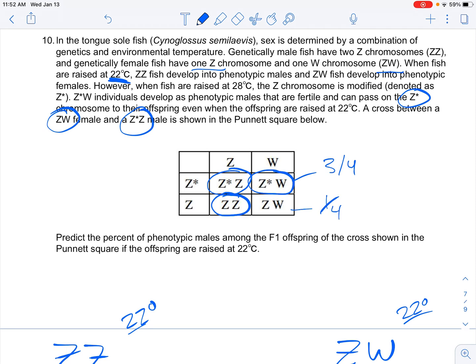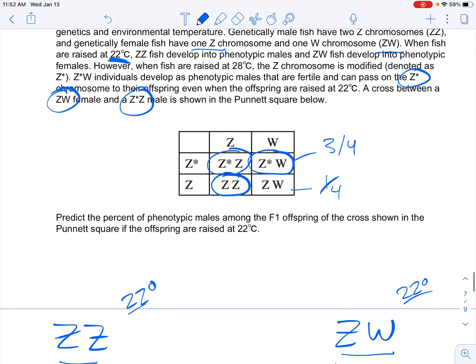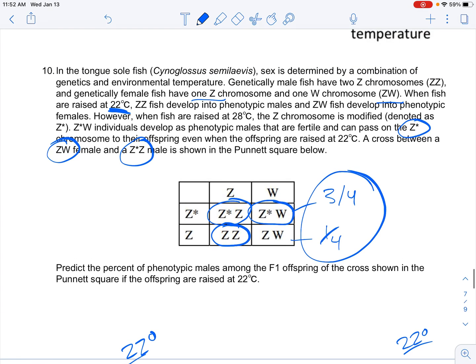Predict the percent of phenotypic males among the F1 offspring of the cross shown if the offspring are raised at 22 degrees. So since they're at 22 degrees, there aren't going to be any more modified chromosomes. And so those are my ratios. If those offspring are raised at normal temperatures, then we get 3/4 phenotypic males and 1/4 phenotypic females.